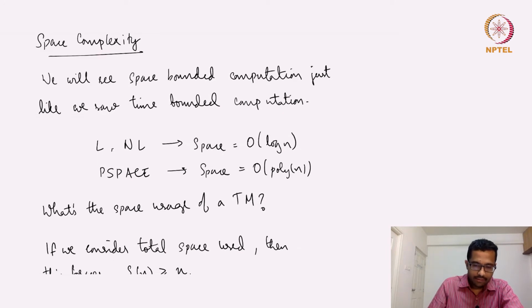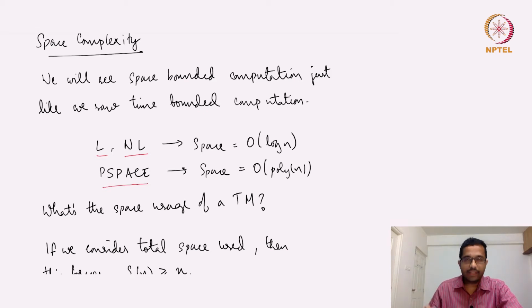Some of the classes that we will see are L, NL and PSPACE. L and NL are log space and non-deterministic log space. They use order log n space, and PSPACE is the space equivalent of the complexity class P, which is time. So PSPACE uses polynomial space, whereas the class P uses polynomial time.